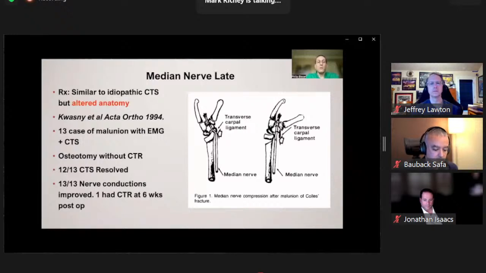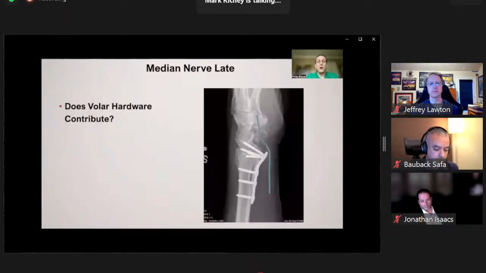Interestingly, in their group, 12 of the 13, their carpal tunnel symptoms resolved, and all of them demonstrated nerve conductions which improved postoperatively. And the one patient who did not get relief of their carpal tunnel syndrome did require carpal tunnel release at 6 weeks postoperatively. I think in the era of volar lock plating, there is controversy as to whether the volar plates themselves contribute to median nerve dysfunction. And my own personal bias is that a well-placed, well-reduced fracture, the hardware on the volar part of the wrist does not contribute, although the literature is very unclear.